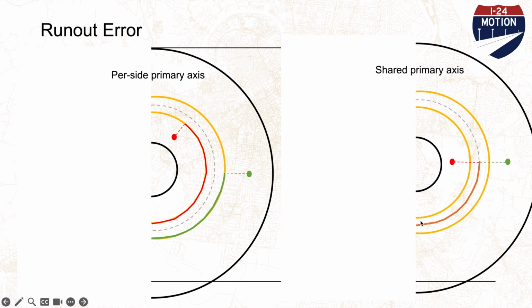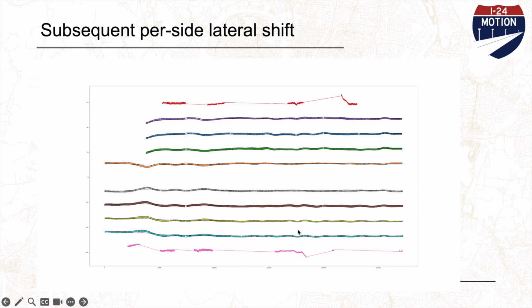Instead, we use a shared primary axis, which is defined along the median or halfway between the two yellow lines. So this is again going to result in slight runout error between the actual distance traveled to reach the same x coordinate on two sides of the roadway. But again, this effect is very small, less than 30 feet.